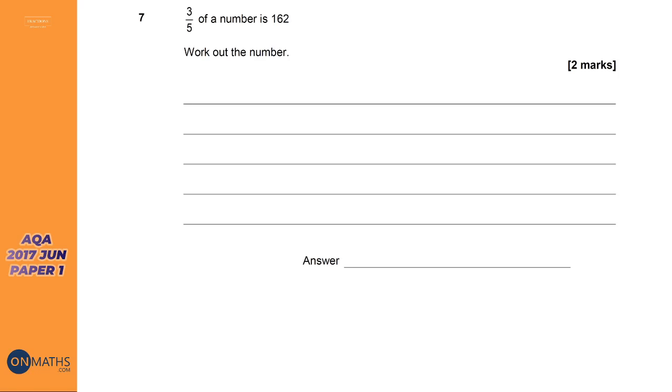Now, you can do this with dividing. I'm not going to take that method because I think it's a bit more difficult to explain. All I'm going to say here is if 3/5 of the number is 162, then we can find out what 1/5 of the number is. Now, 1/5 is going to be a third of 3/5, so we just need to divide it by 3. And because this is a non-calculator paper, we can use the bus stop method. So divide 162 by 3.